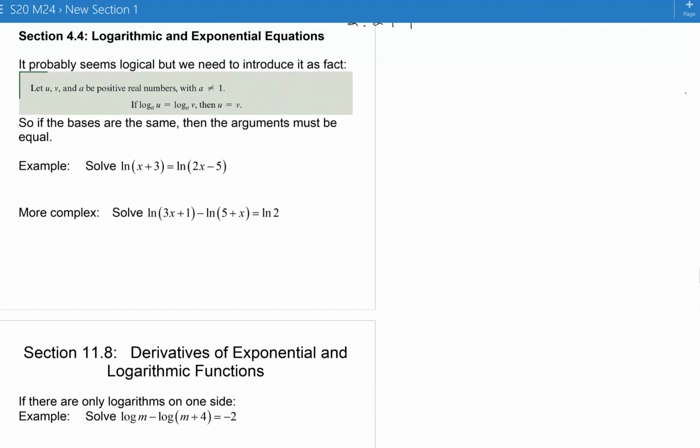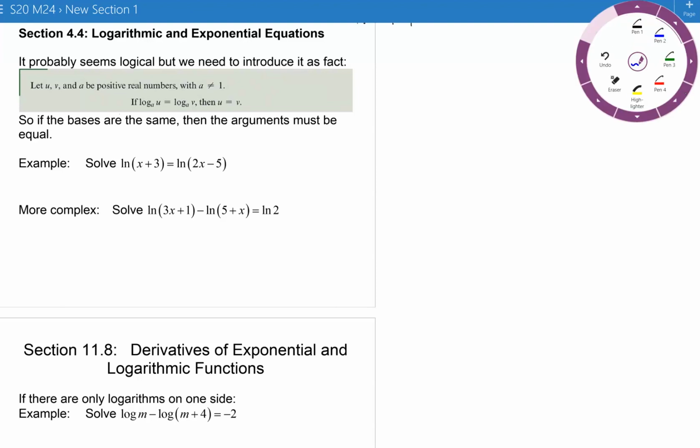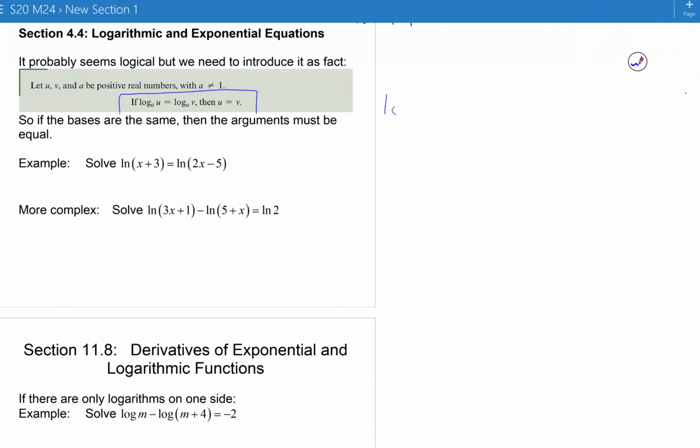So section 4.4, it probably seems obvious, but we need to state the obvious sometimes so that we can use it as a fact. It says if you have two logarithms with the same base, then their arguments must be equal. And it goes the other way around too, that if you have two things that are equal and you take the logarithm of both of them, you'll still have an equality.